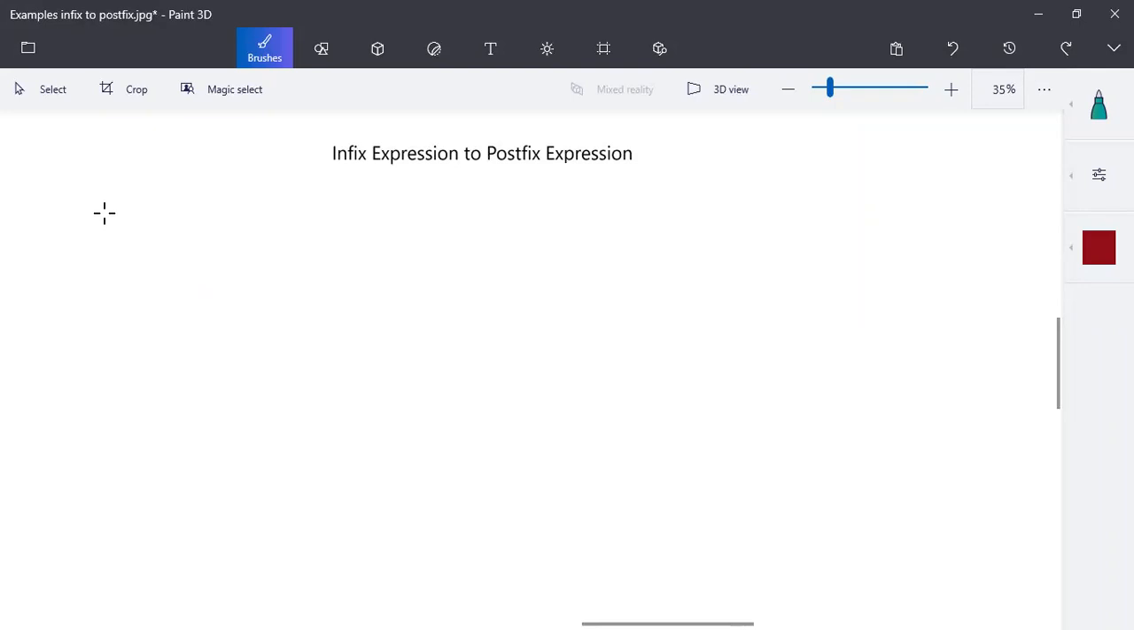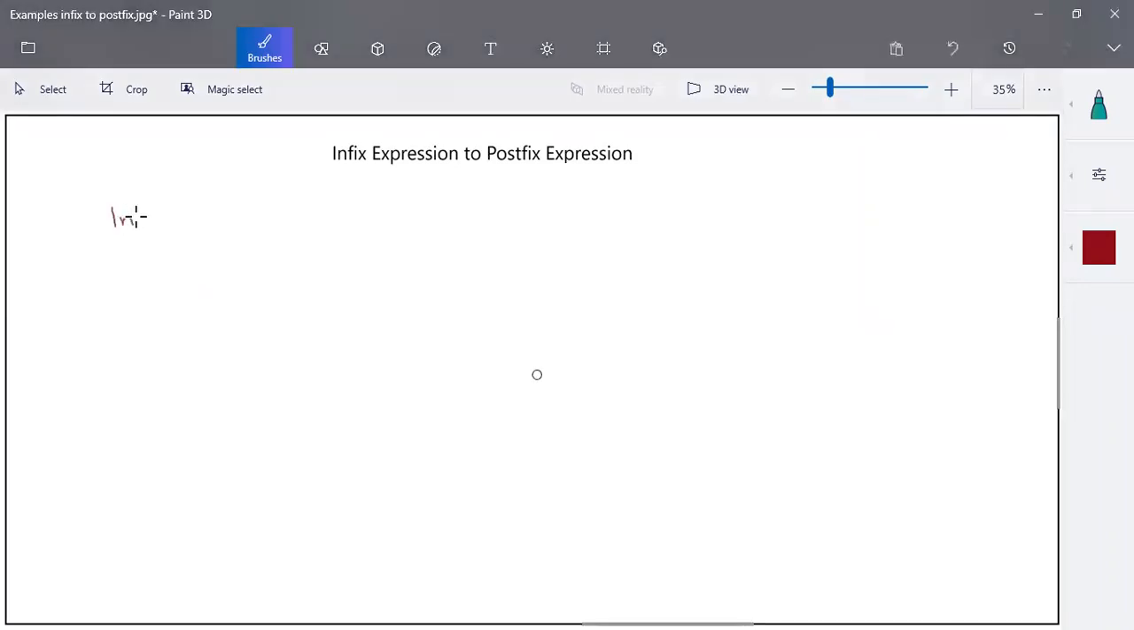First of all, there are three types of expression. One is infix, postfix, and the next one is prefix. Infix is the normal way of writing an arithmetic expression. Whatever we write, like a plus b, this is your infix way of writing an expression. And infix denotes the operator lies between the operand.